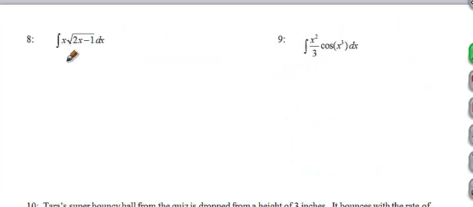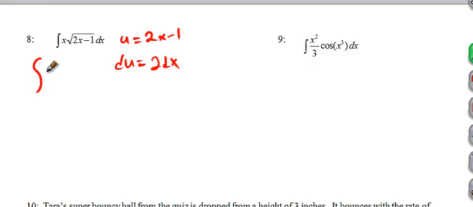Alright, 8. It's a little bit more obvious that there's going to be a 2 involved here. So let's try this out. U equals 2x minus 1. Okay. Du is 2dx. Okay, well, problem is I don't see that x here. I need to cancel out that x, right?